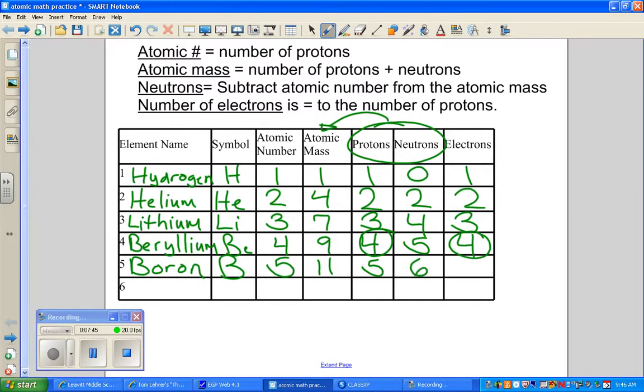One more together. And then you're going to raise your hand if you need help so I can walk around and help people. Okay, number 6 is carbon. Symbol, C. Atomic number, atomic mass, number of protons, 6. Number of neutrons, 6. Number of electrons, 6. Guys, a lot of elements are the same number of particles straight across, but you have to be careful because not all of them are like that.